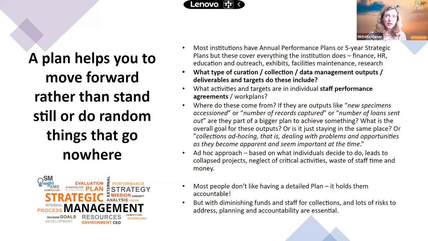So every institution is getting less and less money every year. It's the economic climate in our country and globally. And staff, we're not getting more staff. Some institutions are having less and less staff. There are big risks to the collections that need to be addressed. And so planning and accountability are essential. We can't just keep ad hocing and everybody deciding what they're going to do on their own and not thinking carefully.